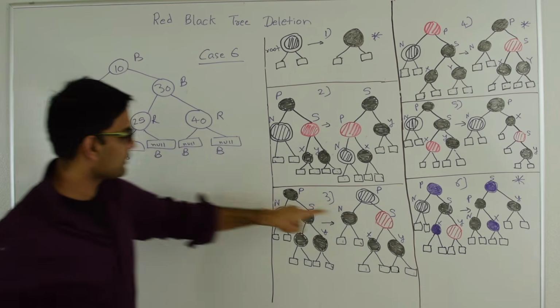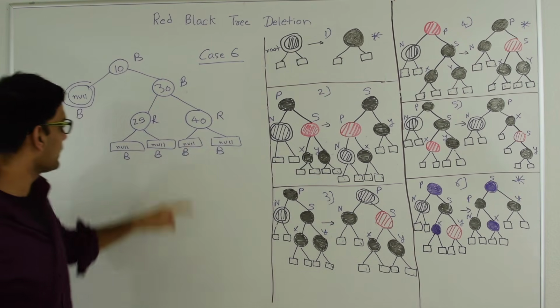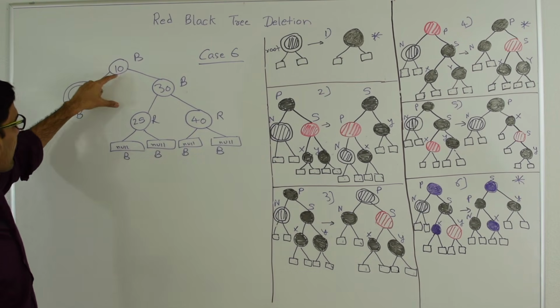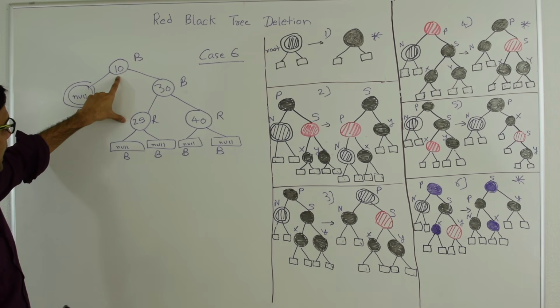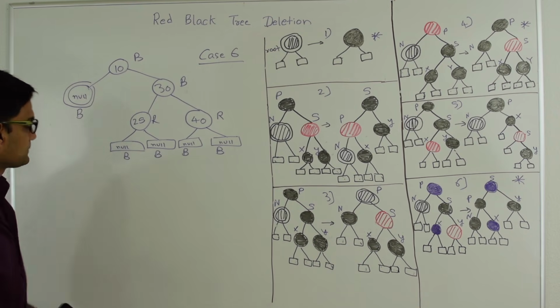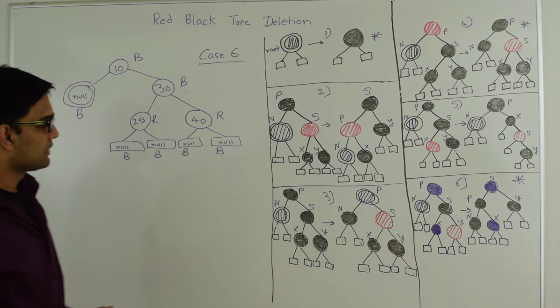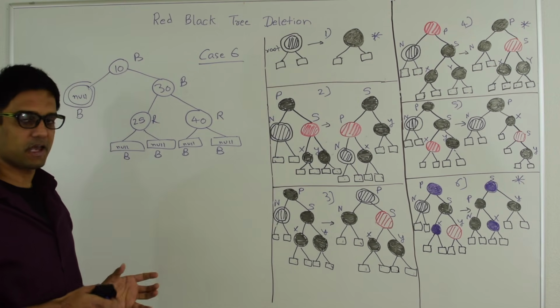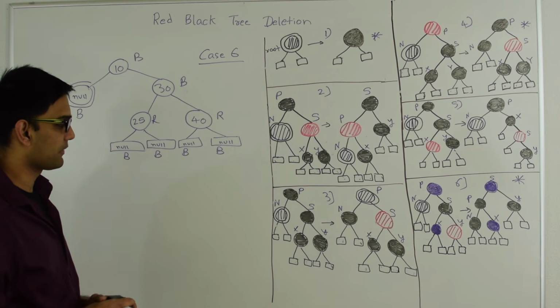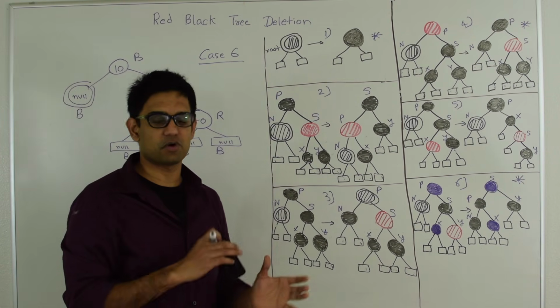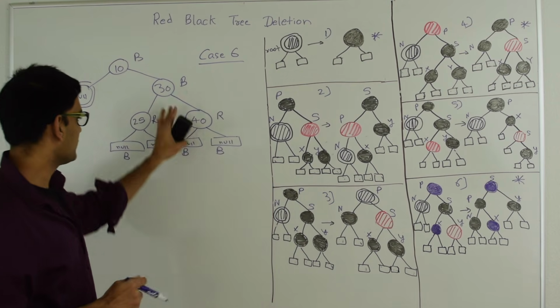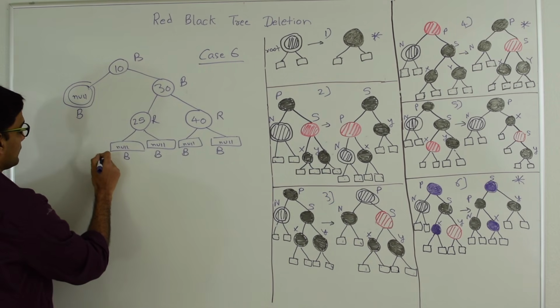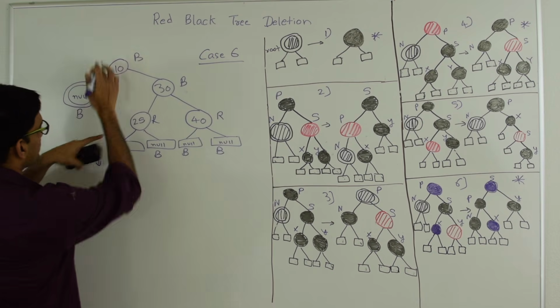The right child of the sibling is red in color, sibling is black in color, the color of the parent and the left sibling does not matter. So in case 6, what we do is we do a left rotation and we do some recoloring. And for its mirror image, we do a right rotation and recoloring. So in this case, we will do a left rotation. So we do a left rotation at this point here.